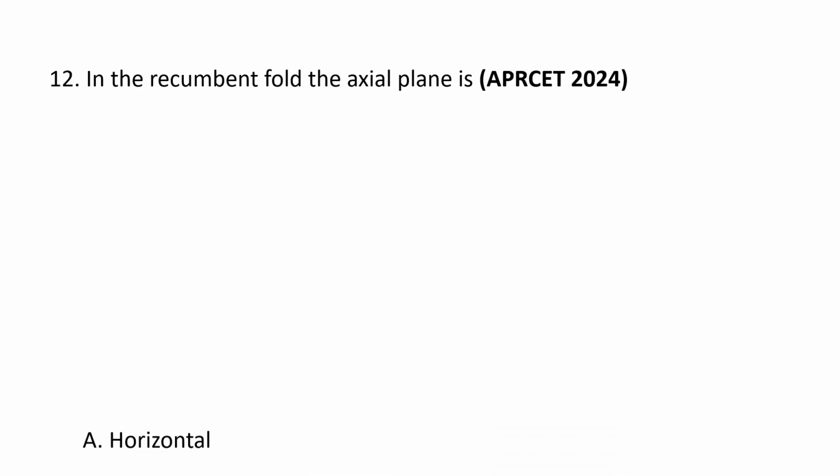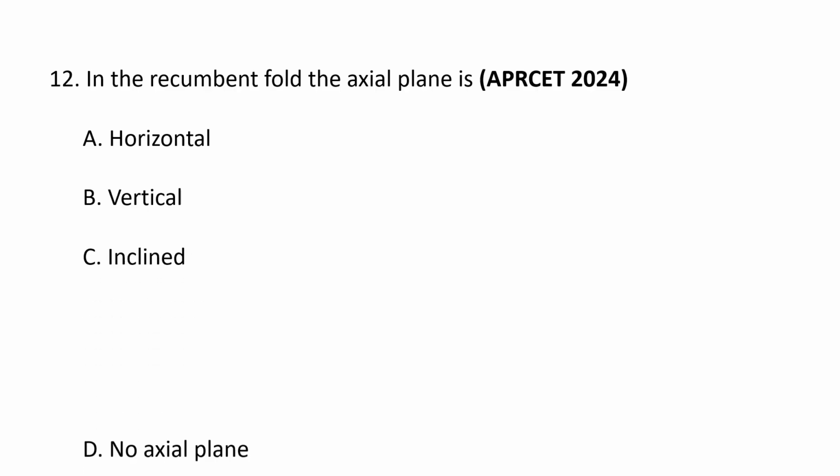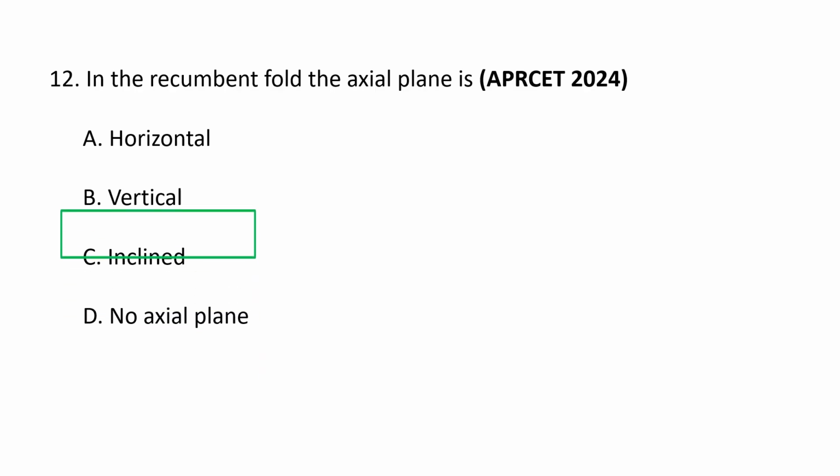Next question. In the recumbent fold, the axial plane is, the options are A. Horizontal, B. Vertical, C. Inclined, and D. No axial plane. In the recumbent fold, the axial plane is horizontal.